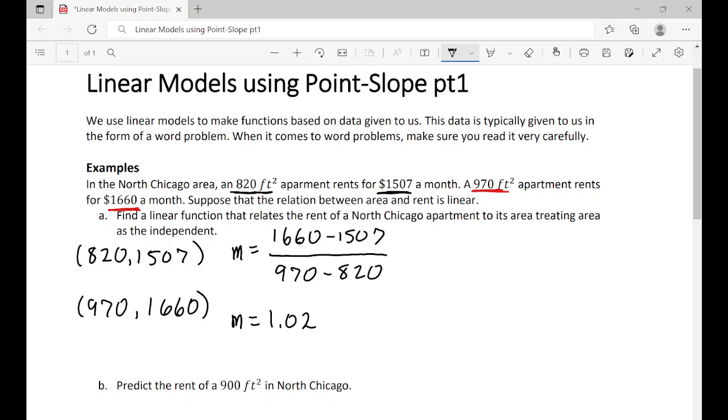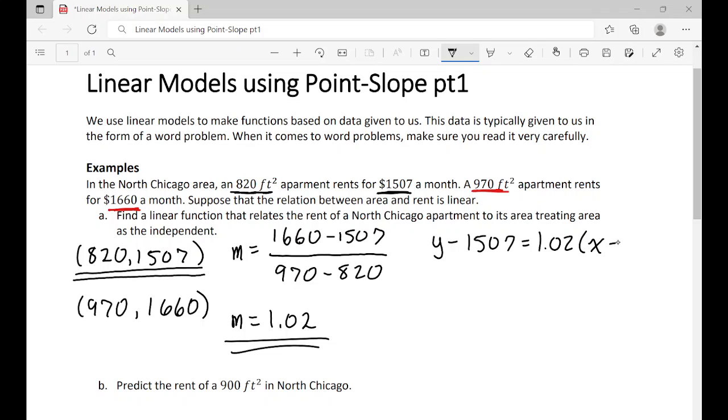Now, we have our slope, m, and we need a point. It doesn't matter which point you use. Both are going to give you the exact same answer, so choose the one you think is easiest. And I personally think that the first ordered pair is the easiest. So now I'm going to take both of these and plug into my point slope formula. So y minus 1,507 equals 1.02 times (x minus 820).